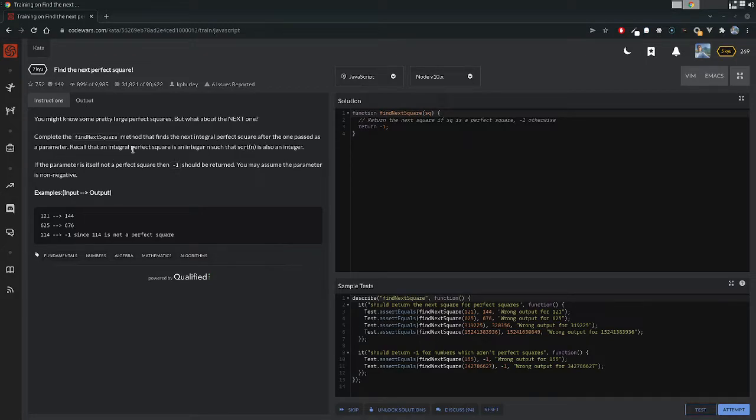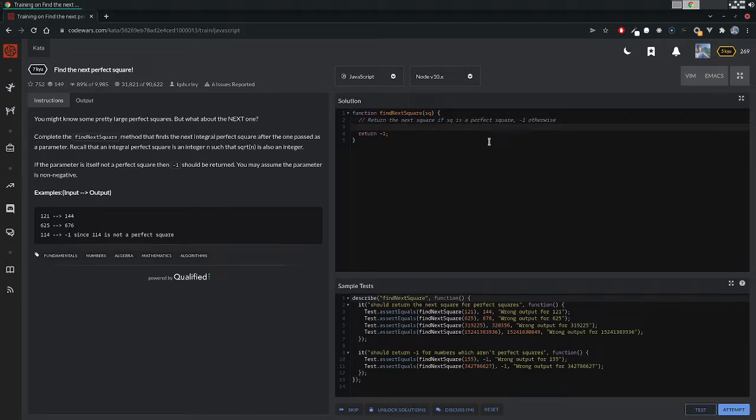Recall that an integral perfect square is an integer n such that the square root of n is also an integer. If the parameter is itself not a perfect square, then -1 should be returned. You may assume the parameter is non-negative. All right, this seems fairly easy.